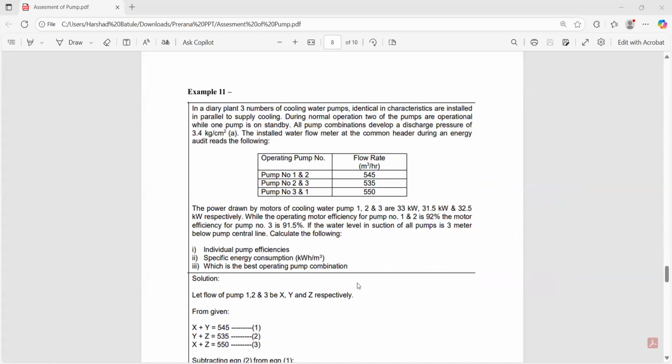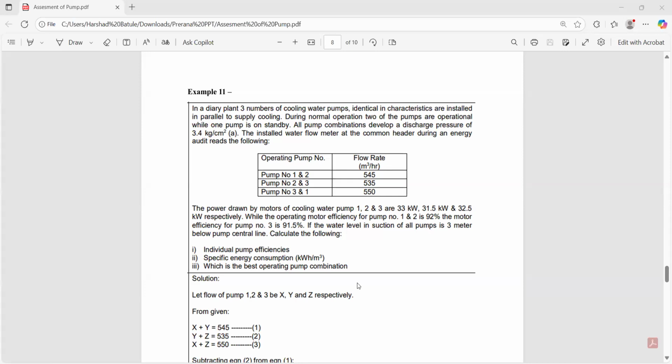In example 11, they have given: in a dairy plant, three cooling water pumps, identical in characteristics, are installed in parallel to supply cooling. During normal operation, two of the pumps are operational, while one pump is on standby. All pump combinations develop a discharge pressure of 3 kg per square cm, above atmospheric. The installed water flow meter at the common header during an energy audit gave readings: pumps 1 and 2, 545; 2 and 3, 535; 3 and 1, 550.